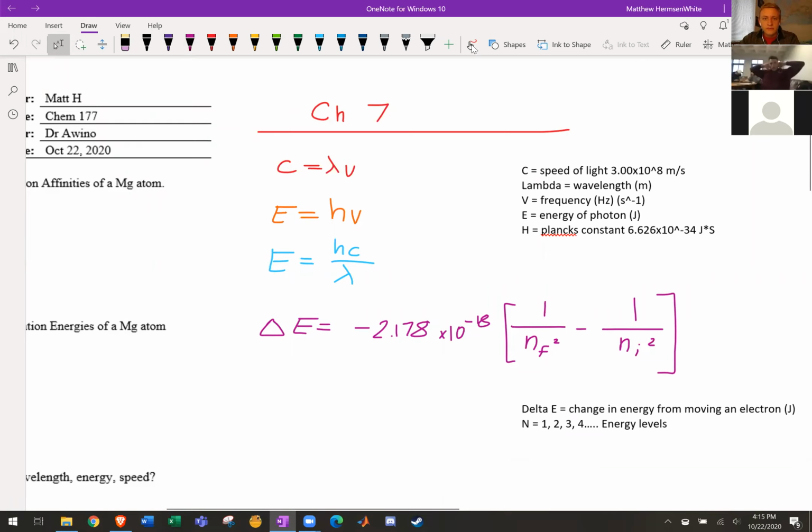So does anyone remember this keyword, ground state? I'll just type it. Does anyone remember what ground state means? It's the lowest level. Yeah, so what number does that represent, Dylan? I think it's 1. Yes, very good. So for ground state, n equals 1.